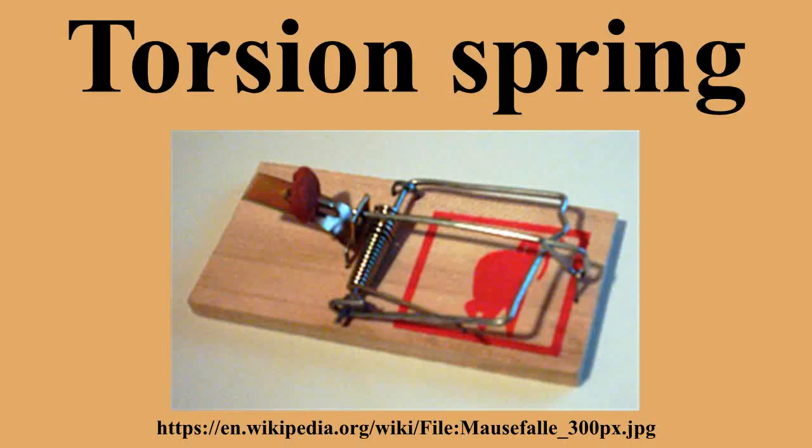A torsion spring is a spring that works by torsion or twisting, that is, a flexible, elastic object that stores mechanical energy when it is twisted. When it is twisted, it exerts a force in the opposite direction, proportional to the amount it is twisted.